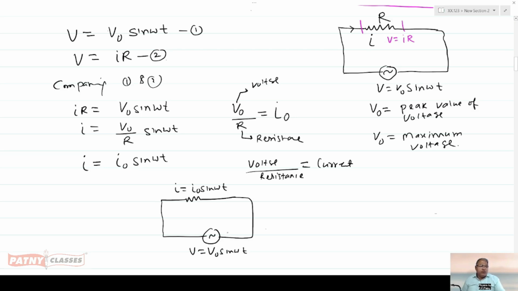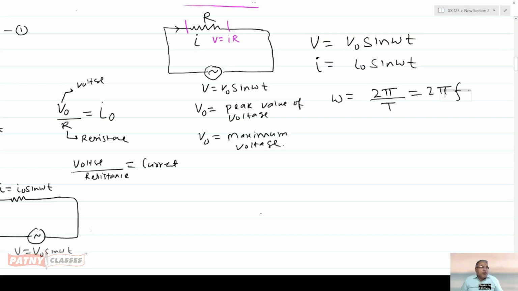We need to draw the graph. From the graph, we can get some information. So now we will draw the graph for the current and voltage. That graph is called a waveform: the waveform of the current and the waveform of the voltage. Here we have V equals V naught sin omega t and I equals I naught sin omega t for voltage and current. What is omega? Omega is nothing but 2 pi upon T, or equals 2 pi f. What is T? T is the period. What is f? f is the frequency.